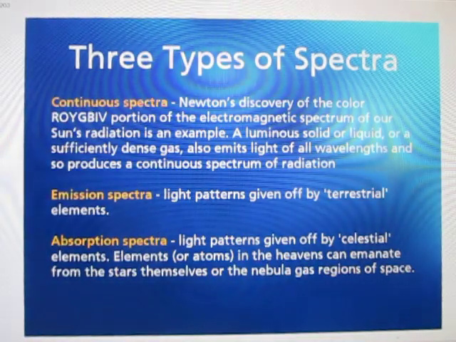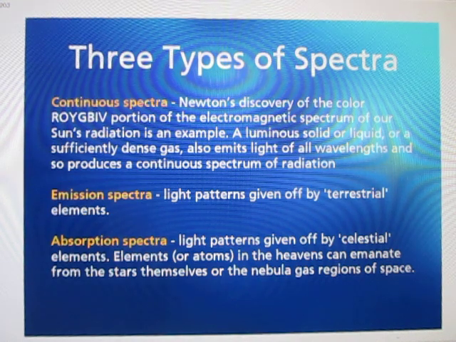Atoms and molecules provide us three types of spectra. Review this slide to learn about what those three types are. Okay, you got it? We're moving on.